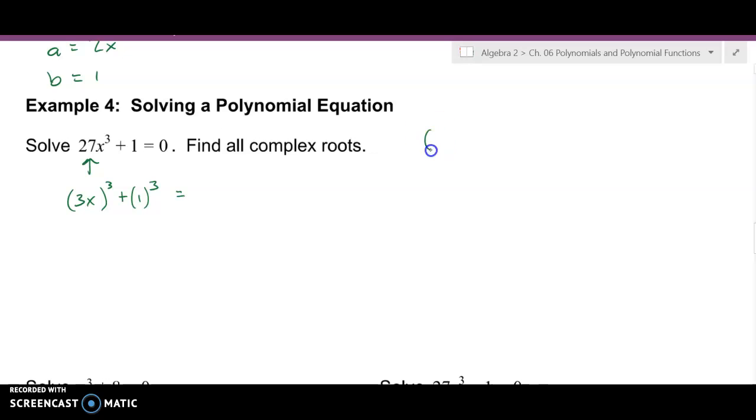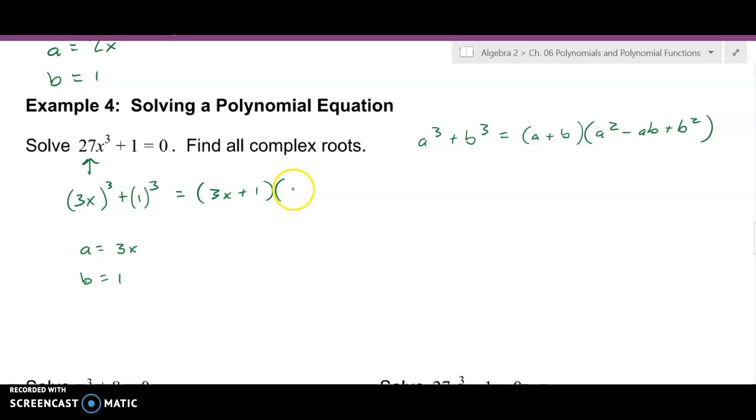So it appears as though I've got my a cubed plus b cubed formula. So it's going to be a plus b times a squared minus ab plus b squared. So I'm just going to substitute them in. I know my a is 3x, my b is 1. So it becomes 3x plus 1, times a squared, which is 9x squared, minus ab, which is just 3x, plus b squared, which is 1.